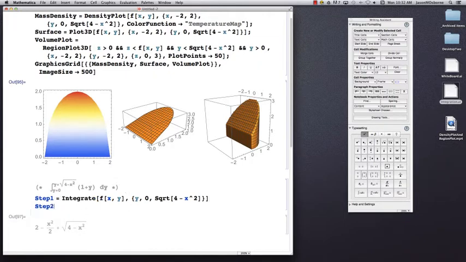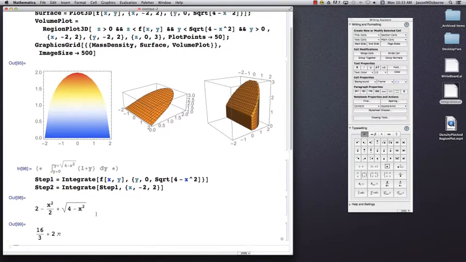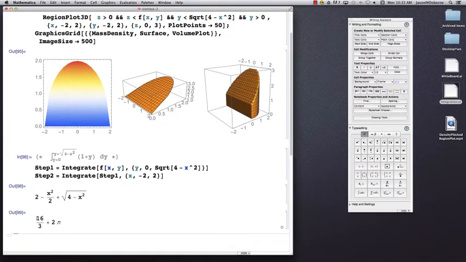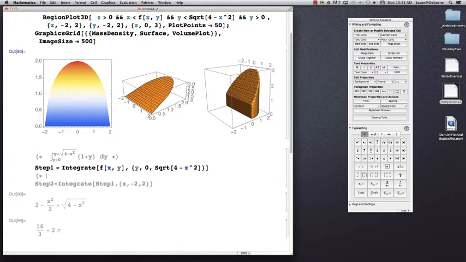Now if you go to step 2, you would then have to integrate the result from step 1. Step 1 is given by this answer, and I need to integrate that with respect to x from -2 to 2. After the second step, we should get a number. And the number for Mathematica is this nice non-decimal answer with exact arithmetic, 16/3 plus 2 over pi.